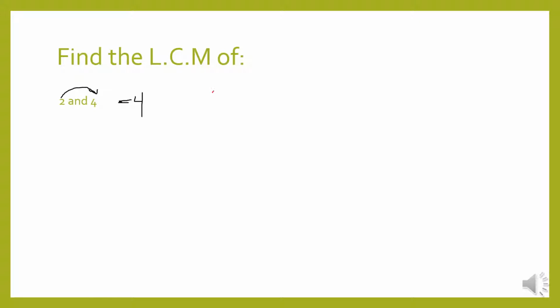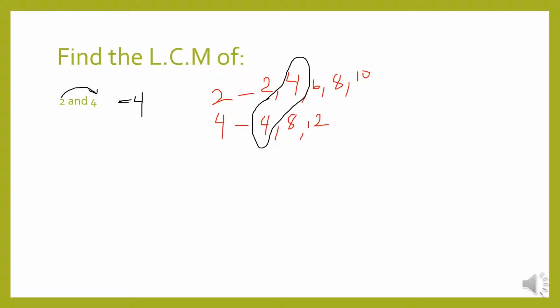But you may not know that, so let us work it out. We can write down multiples of 2 and 4. Let's count in 2s: 2, 4, 6, 8, 10, etc. Let's count in 4s: 4, 8, 12. Are we already seeing that? Yes, they both have 4. So 4 is their lowest common multiple. Once a smaller number can go into the bigger number, the bigger number would be the LCM.